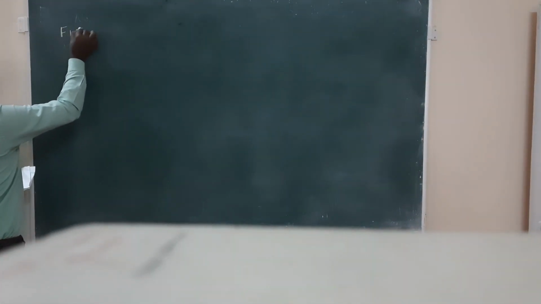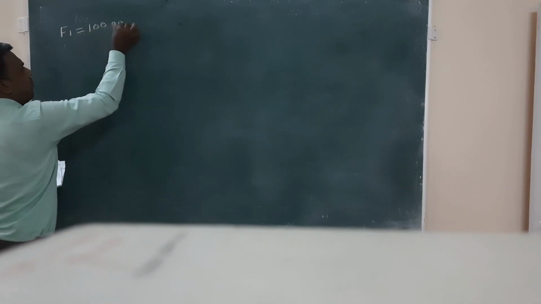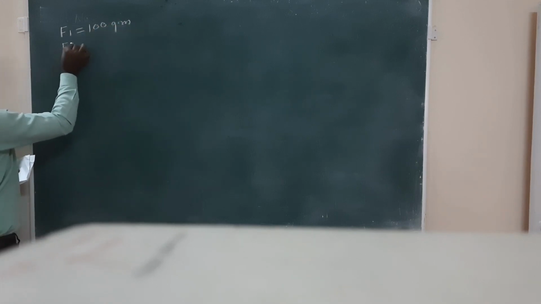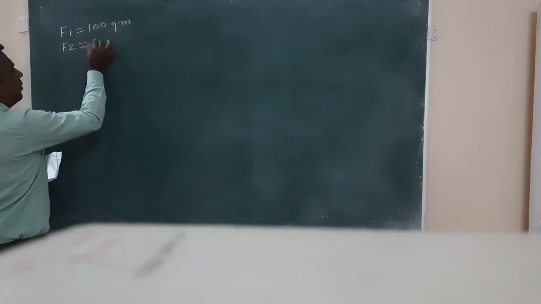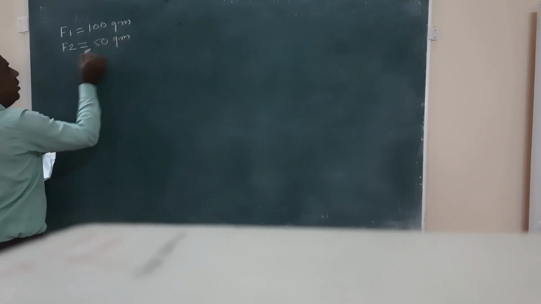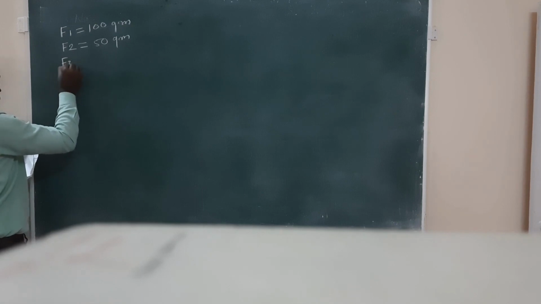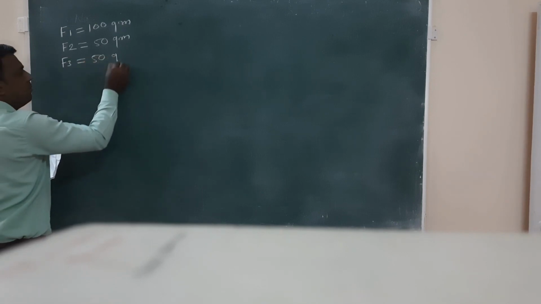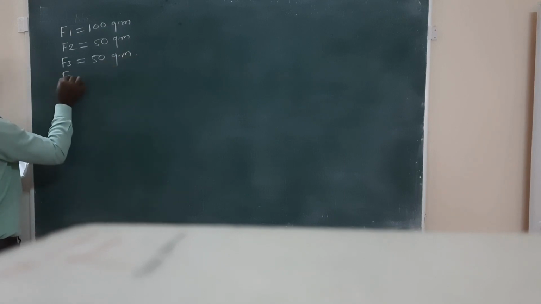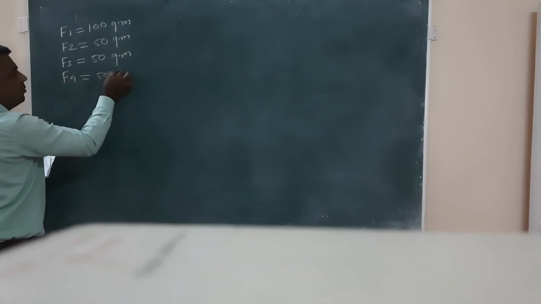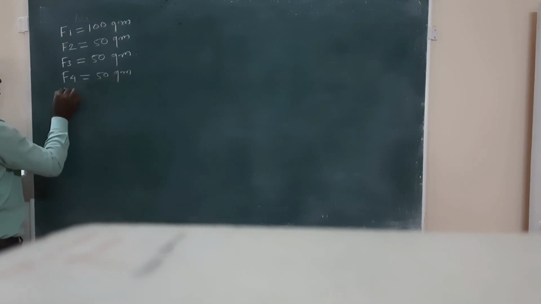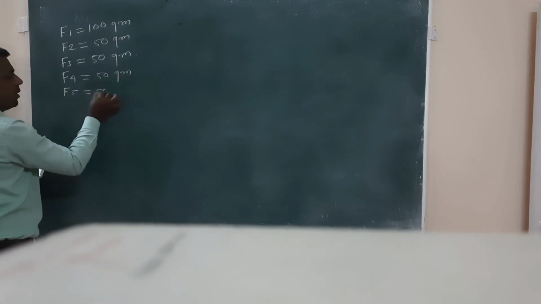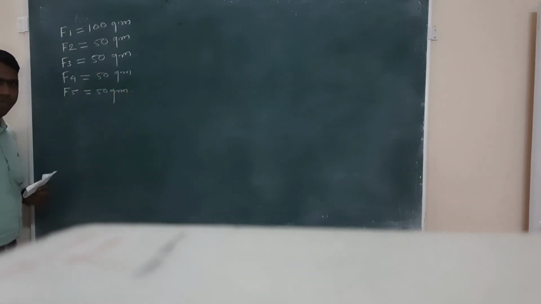So here in the first reading we have obtained the forces F1 to F5. The value for the F1 force is 100 gram. For F2 the value of the force is 50 gram. For F3 the force is 50 gram. For F4 again the force is 50 gram. For F5, the force is 50 gram. So we have these values of forces.